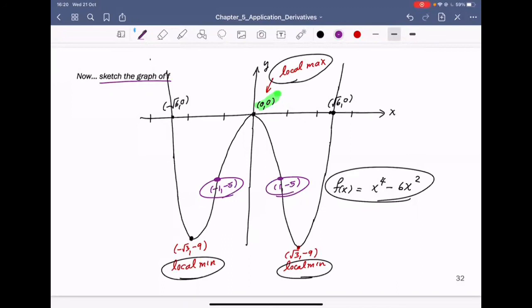I'm just curious what the third derivative tells us about the graph. Whoa, whoa, whoa.